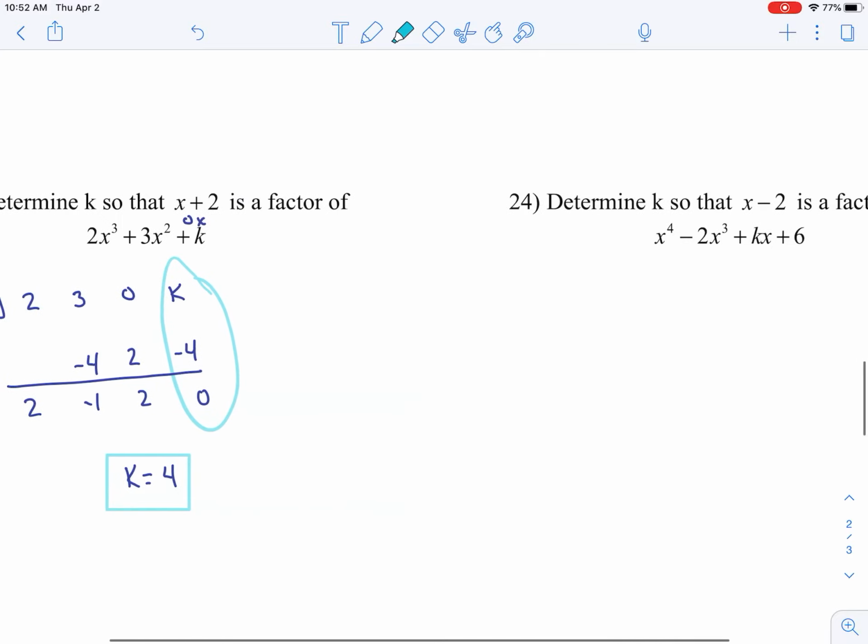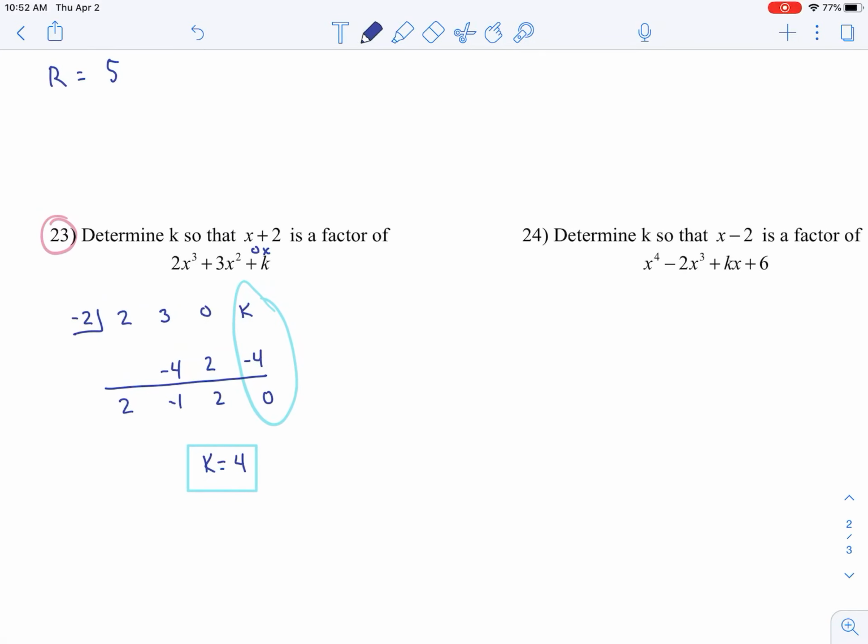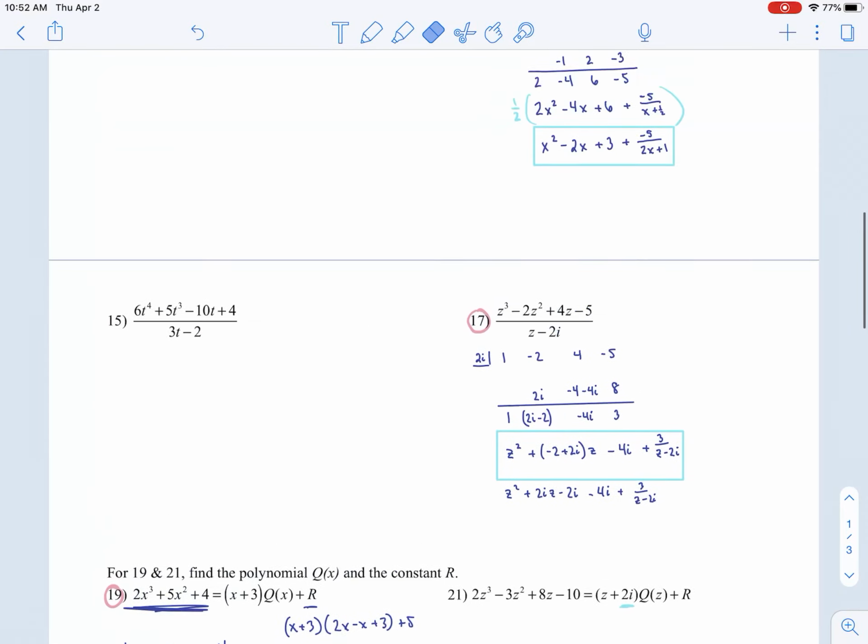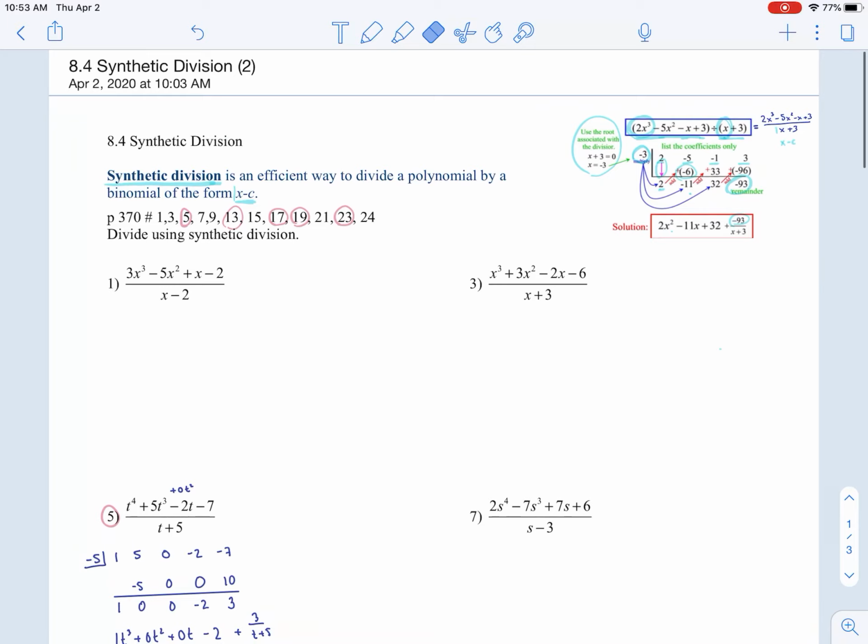All right, see what you can do in number 24. The k is right here, but you can still figure it out. Remember, the key part of this is that the remainder is 0. You know there's going to be a 0 there if it's a factor. All right, good luck. Email me if you have questions.